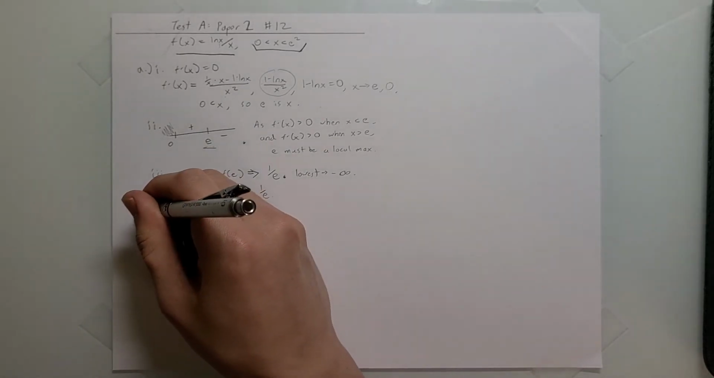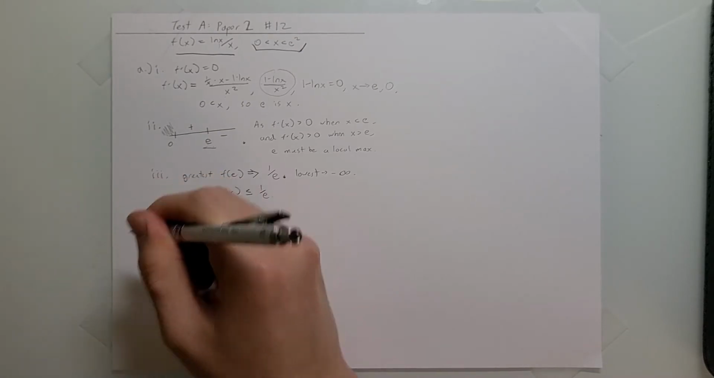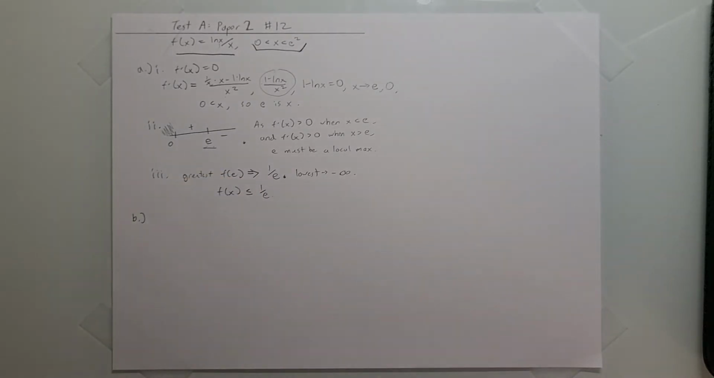Okay, so that's done. Let's move on to part B. Part B asks us to find the point of inflection on the graph and determine its coordinates.